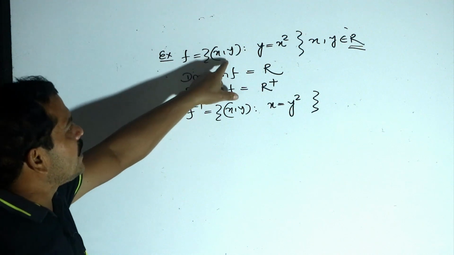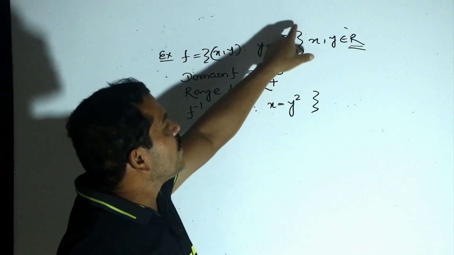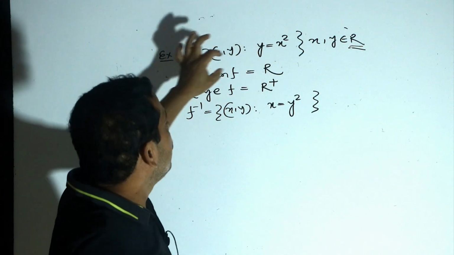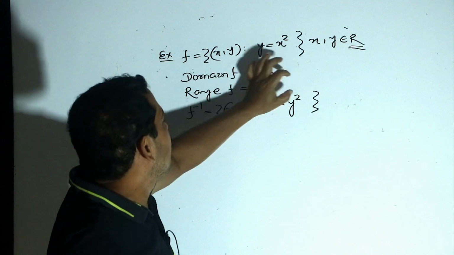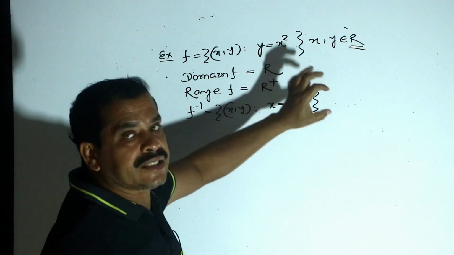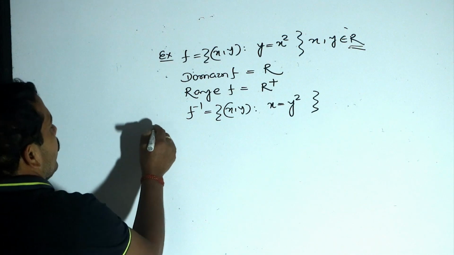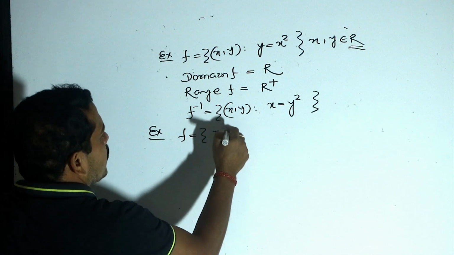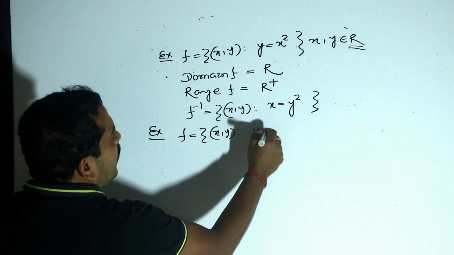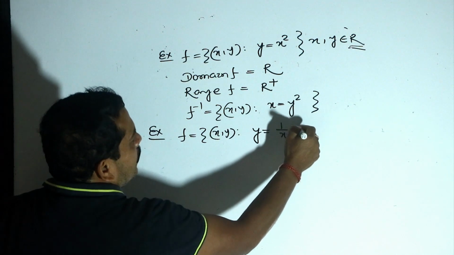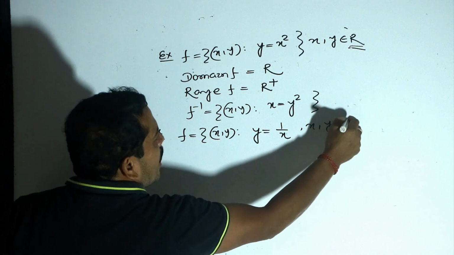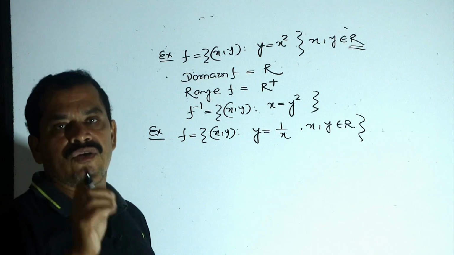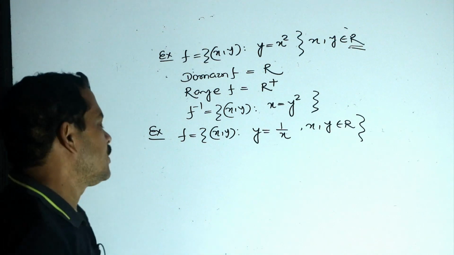If the relation is {(x, y) such that y = x square and x, y are real numbers}, then the domain here is real numbers and range f is positive real numbers, and the inverse of the relation is x = y square. Another example. Suppose f is given as {(x, y) such that y = 1 by x, where x and y belong to the set R, real numbers}. Then we have to find the range, domain and inverse relations.